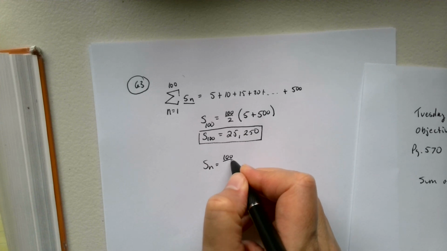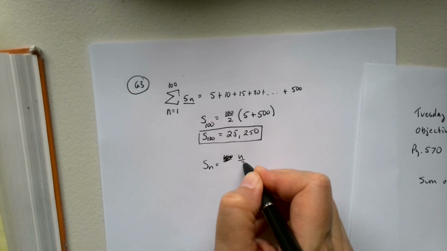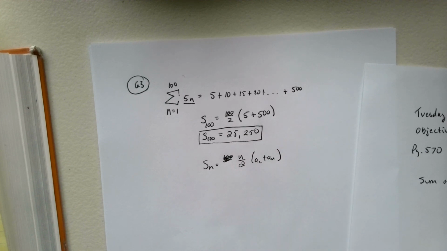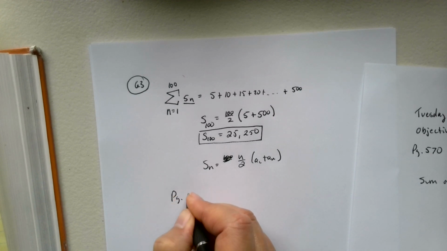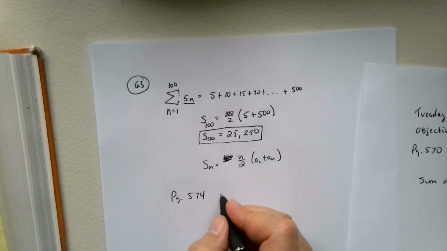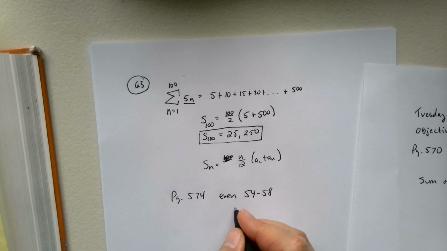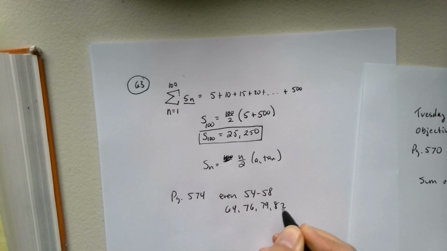So today, we used our formula for the sum of a finite arithmetic sequence, n over 2 times a sub 1 plus a sub n. Again, this only works on arithmetic. Today's work will be found on page 574. I want you to do the even 54 through 58, 64, 76, 79, and 82.